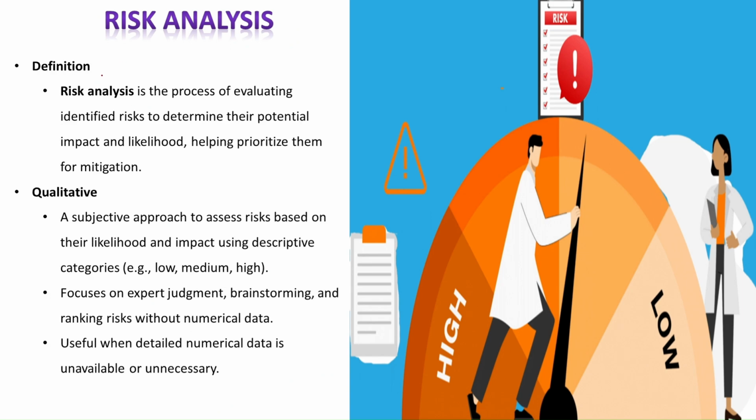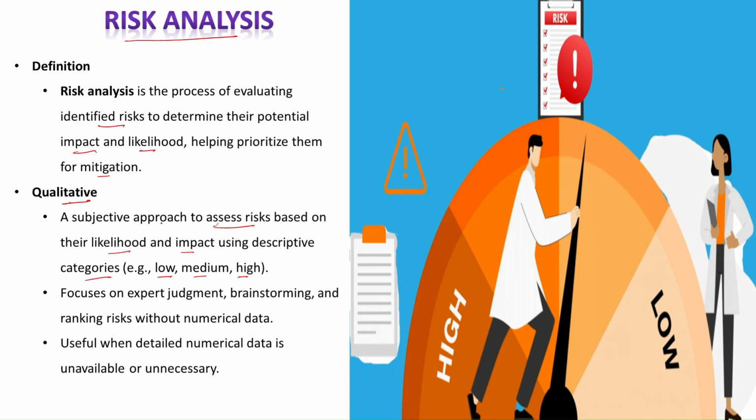So risk analysis is the process of evaluating identified risks to determine their potential impact and likelihood, helping prioritize them for mitigation. So this is the same as the risk assessment. So there are mainly two methods of risk analysis. One is qualitative and the second is quantitative. So this is the qualitative, which is a subjective approach to assess risk based on their likelihood and impact using descriptive categories. For example, low, medium, high.